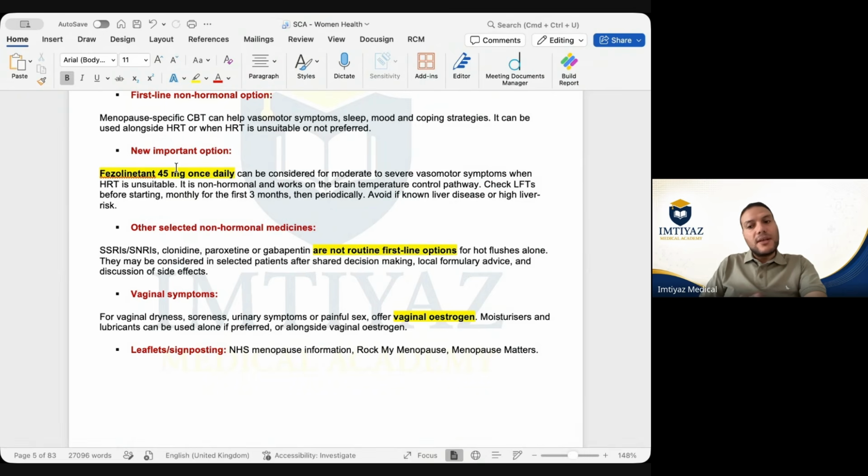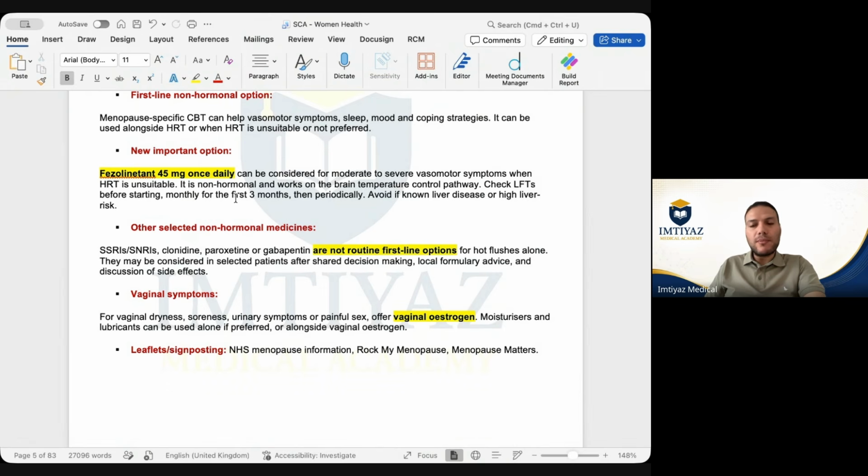What is the first line treatment option after HRT for vasomotor symptoms? It's not SSRI, it's not SNRI, it's not clonidine. It is fezolinetant. Fezolinetant, she's taking 45 milligram once daily. And it is a recent update in the CKS.